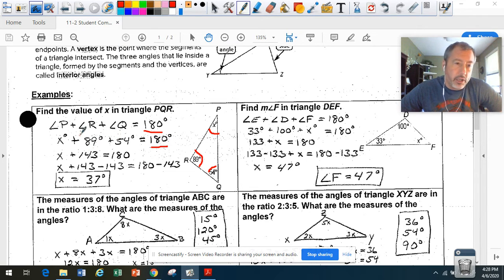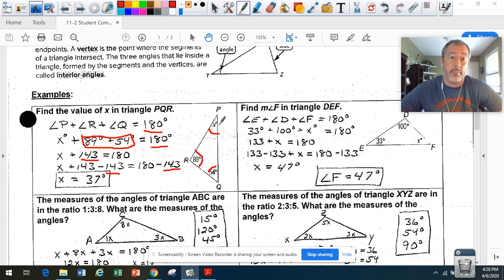So combine our like terms here, our constants. Let's combine those. We add those together, we get 143. So X plus 143 equals 180. So then, in order to get this 143 to the other side, it's being added. Opposite of addition is subtraction. So then we'll subtract 143 on both sides. So that means the measurement of X is 37 degrees.